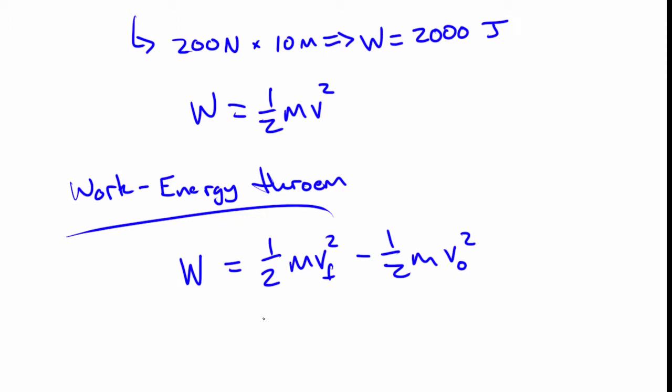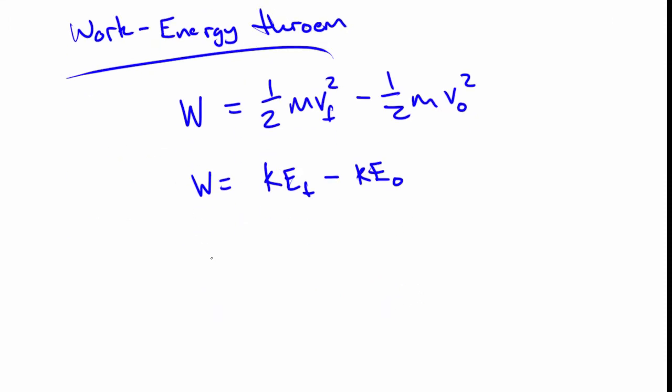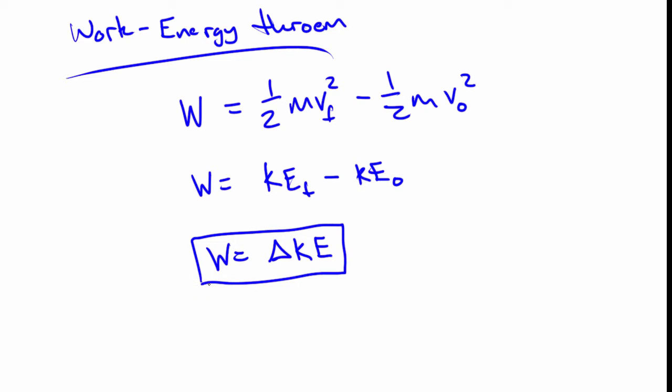All right? And if you've been reading ahead or if you've taken physics before, you know that 1/2 mv squared is actually referred to as kinetic energy. So the work-energy theorem says that the change in kinetic energy of some object is equal to the work done on that object. Okay? This theorem, this equation, tends to be much easier to solve than what we did.